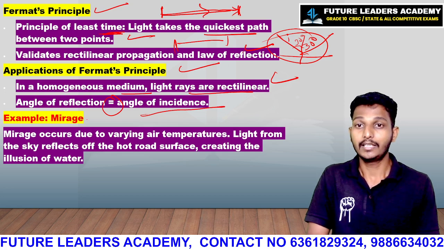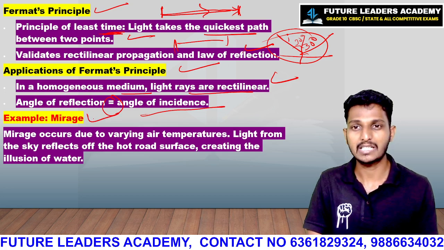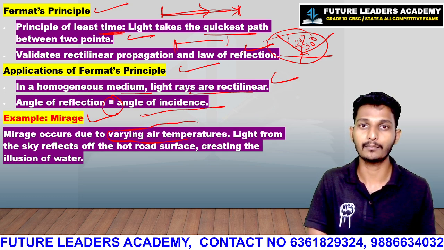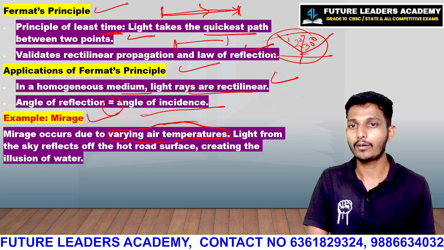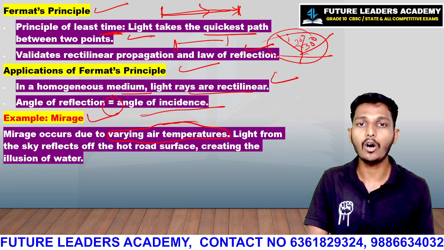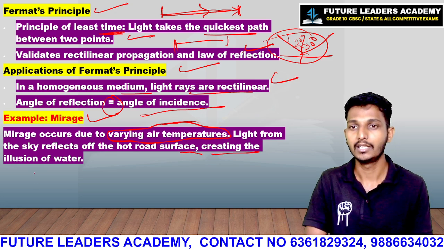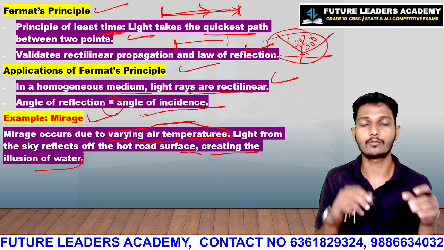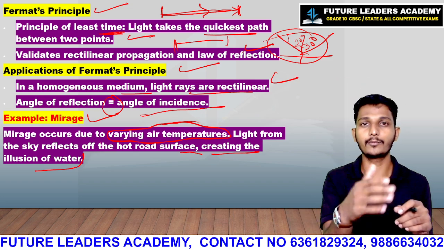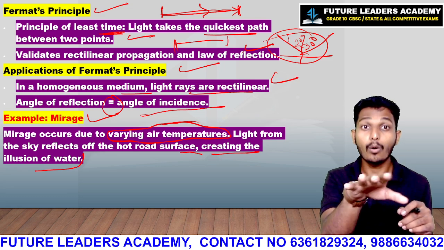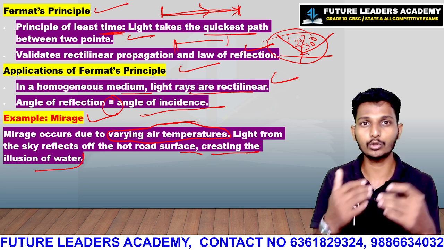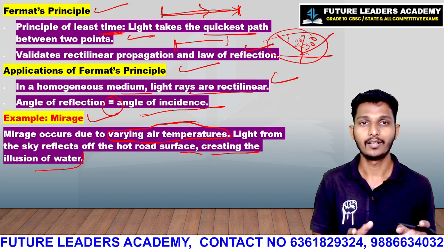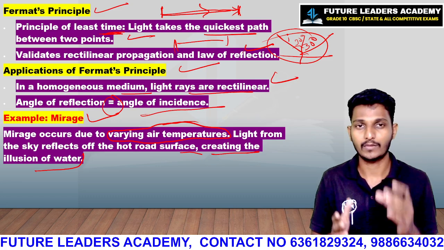Okay. Then what is a mirage? It is an illusion. Mirage means illusion. Mirage occurs due to a variation in temperature, a change in temperature. Light from the sky reflects off the hot road surface, creating the illusion of water. You might have observed this on highways, NH4, national highways, while traveling. Very far away from you, it looks like there is water on the road surface. If you get closer to it, there is no water. You feel there is water, but actually there is no water. It creates an illusion that there is water.